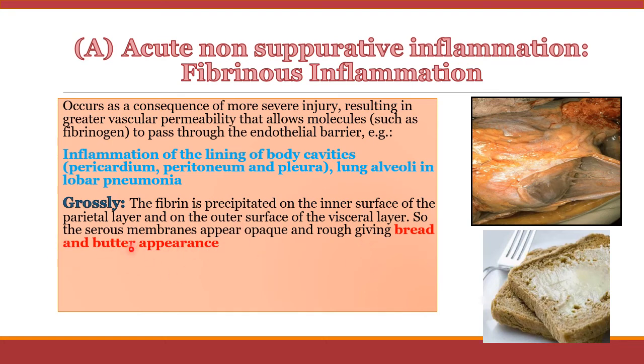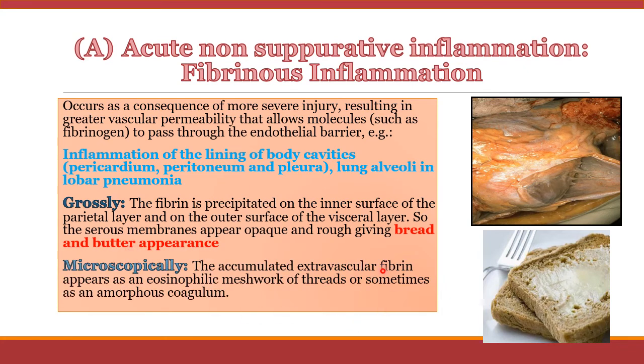Under the microscope, if we examine this type of inflammation, we will see the fibrin in the form of an eosinophilic or pinkish meshwork of threads, or sometimes as coagulum, which means a homogeneous material, like a mass of pink material in the tissue, and it will also be entangling or containing some of the inflammatory cells. So this is the key feature of the fibrinous inflammation, the presence of fibrin grossly and microscopically also.